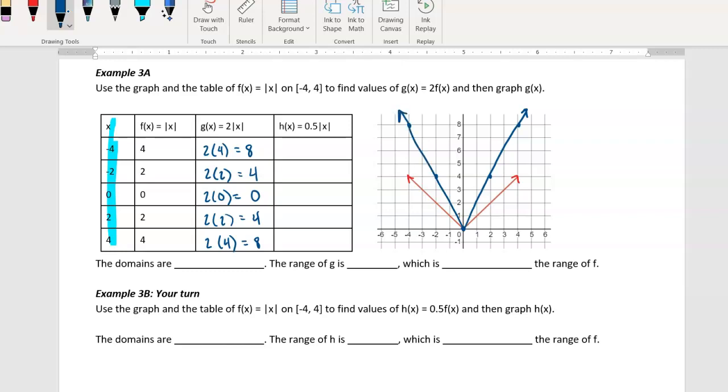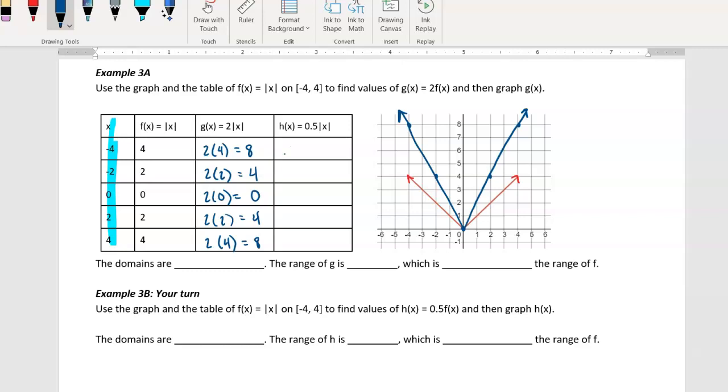There we go. That would be that middle function, so y equals 2 times the absolute value of x. Let's look at this last one in that column. Now our a value in front is half. So we're going to take the absolute value of x and then take half of it.